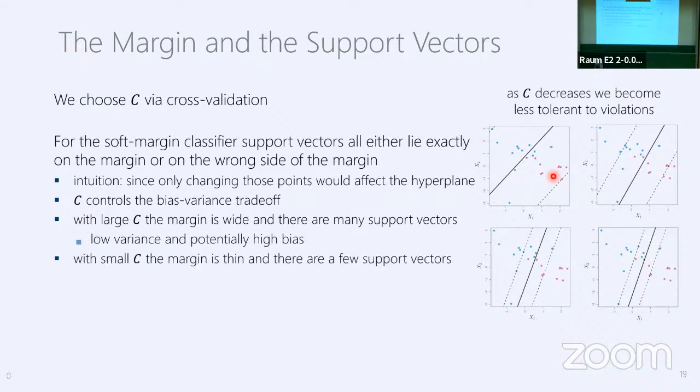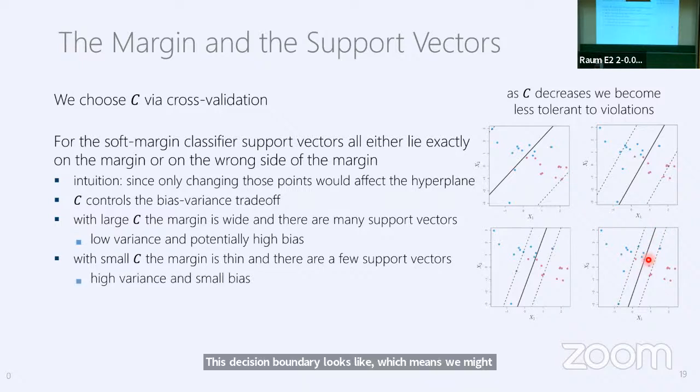And the other way around, if we have a very small value of C, the margin is thin, but now we have very few support vectors, and these few support vectors exactly control how this decision boundary looks, which means we might be overfitting to them, which now means high variance. If I resample the data set, exactly these data points might be different, and then this complete decision boundary might change. So we have high variance, but small bias because we have fitted our data much more precisely, including potentially the noise.